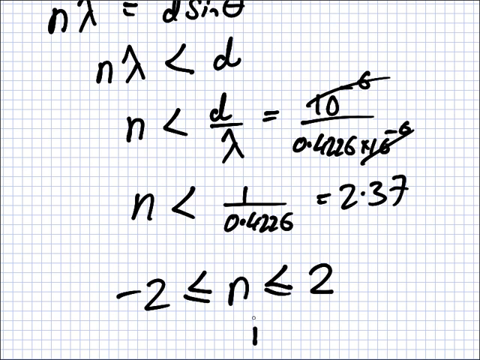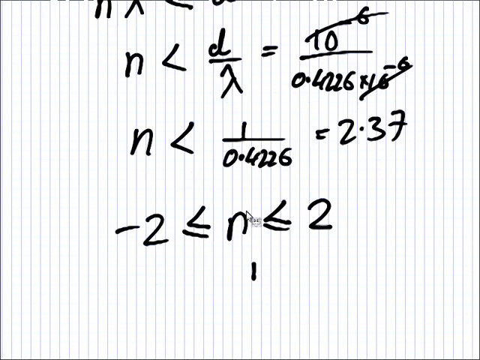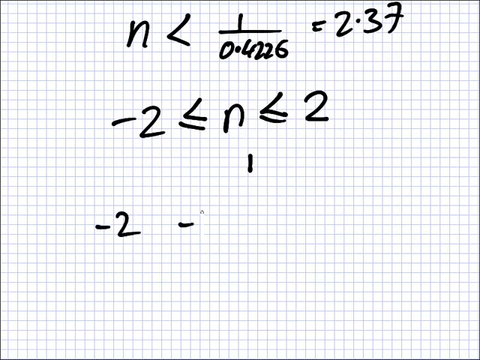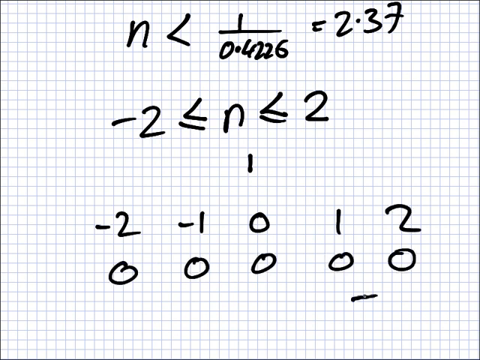Is the question asking the biggest value of n, or the number of fringes, how many maxima are visible? Or would it be 5? Because you have to count 0. What you have is minus 2, minus 1, 0, 1, 2. Maxima here, here, here, here, and here. So I'd say the answer is 5.